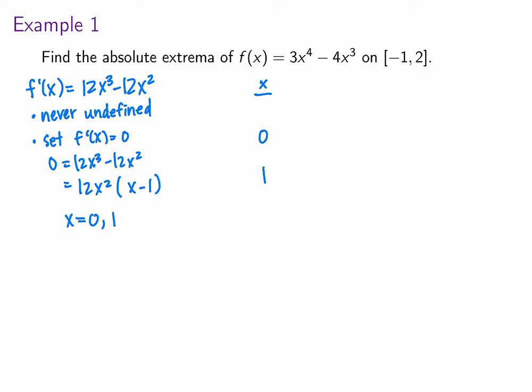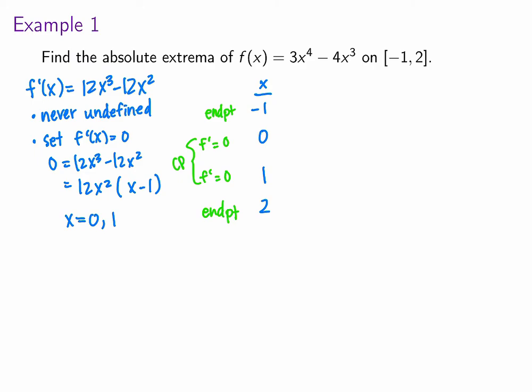And now I also want to throw in my endpoints, -1 and 2, and test all of them. So just kind of, we'll make a little note. This is an endpoint. This is from the derivative equaling 0. This is from the derivative equaling 0. And this is from an endpoint. So these two are critical points because they cause the derivative to equal 0. Now again, remember, critical point doesn't imply it's going to be an extrema. It's just a candidate.